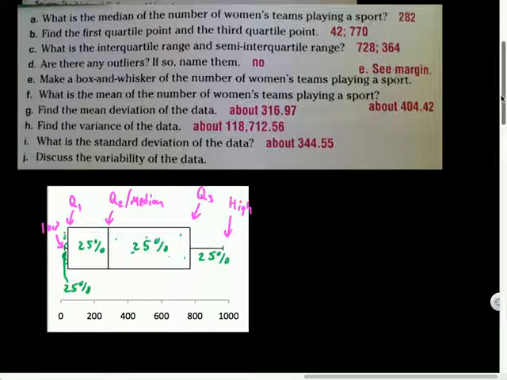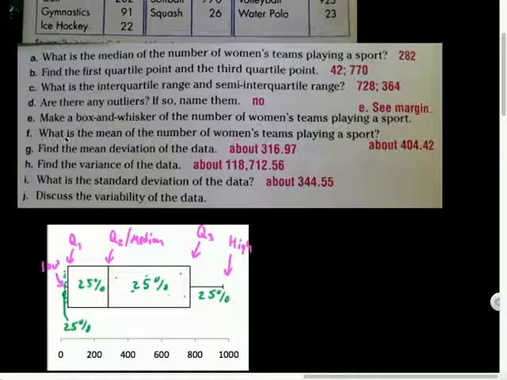So there's our box and whisker plot. Let's see, then it says, what is the mean of the number of women's teams playing the sport? Let's see, what did we just lose?